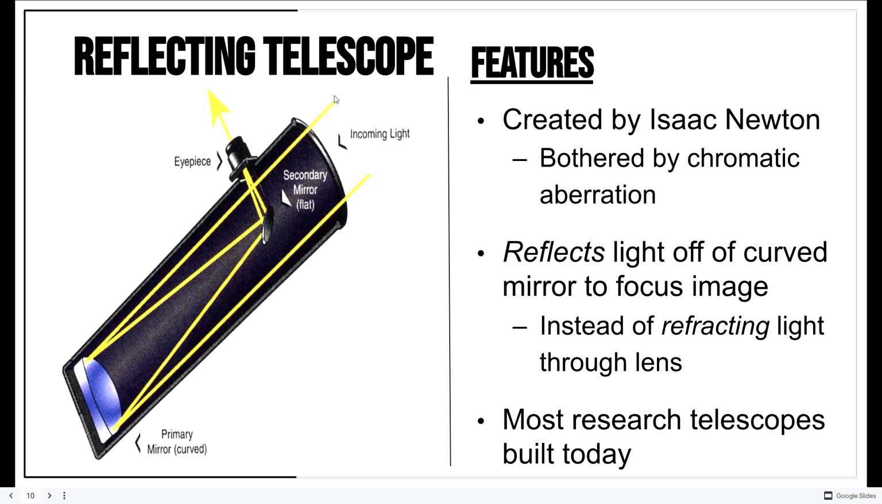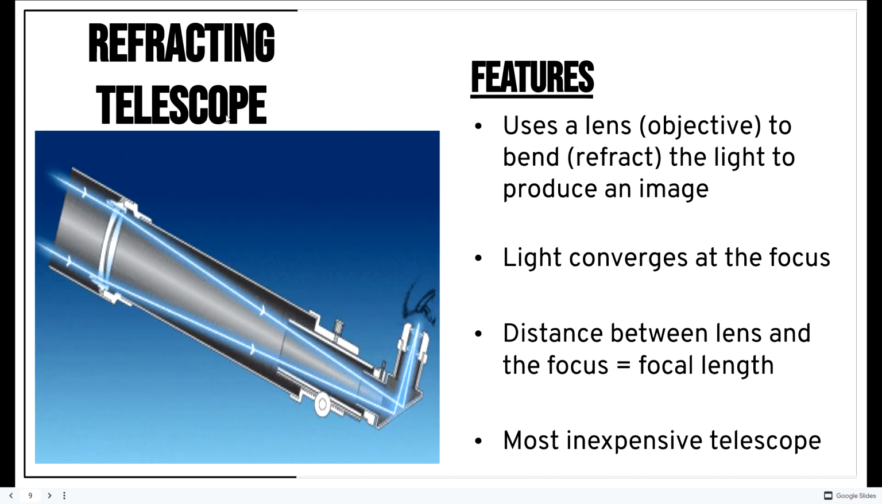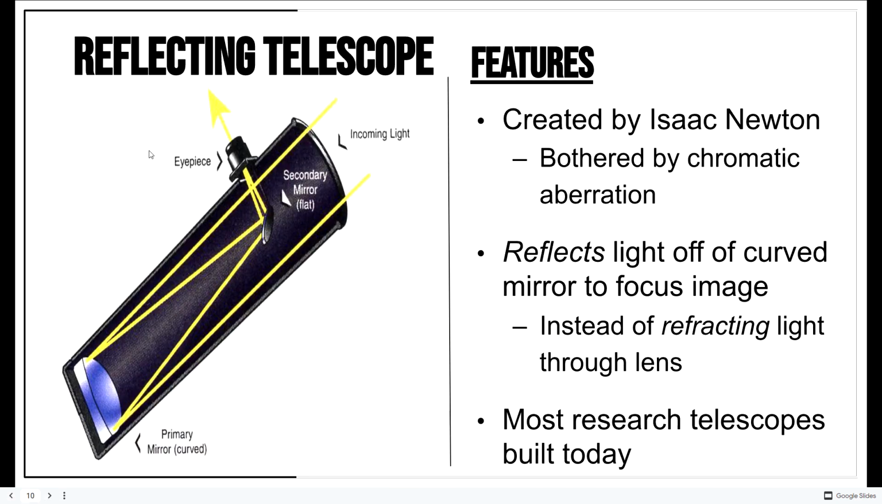So on these, it comes in, it gets mirrored, so it's flipped backwards, then it gets mirrored again, so it's flipped right side, and then it comes up. On the refracting, it only gets flipped once. So you're getting a more true picture in the reflecting telescope. You'll see that they are generally much larger. They gather a lot more light, so you can see a lot further, a lot more clearly.